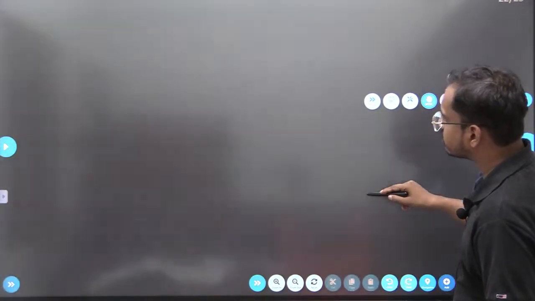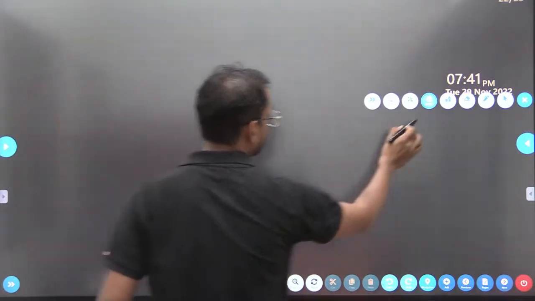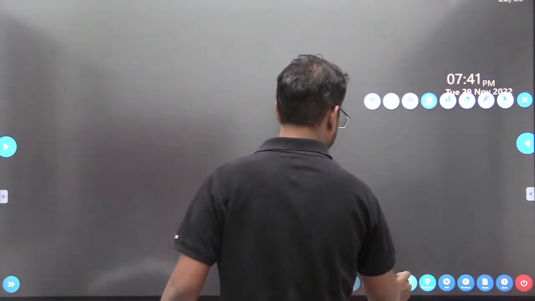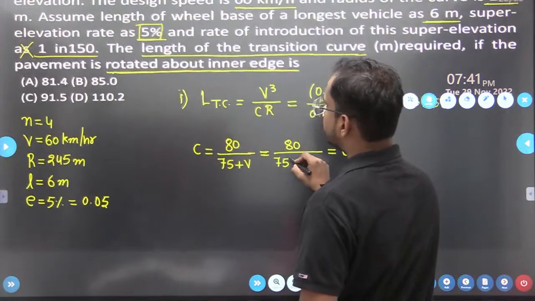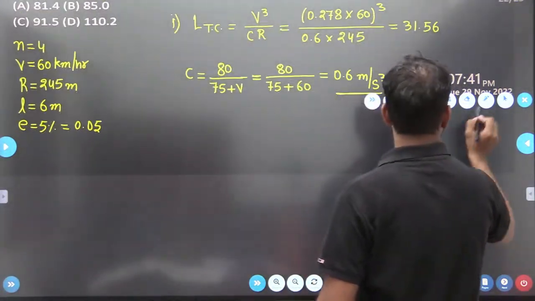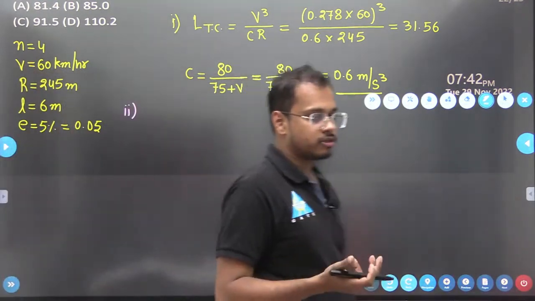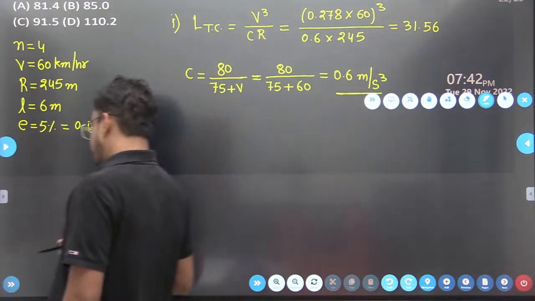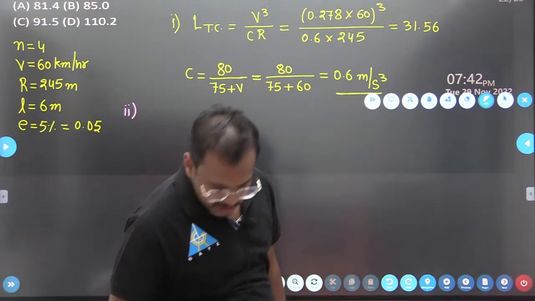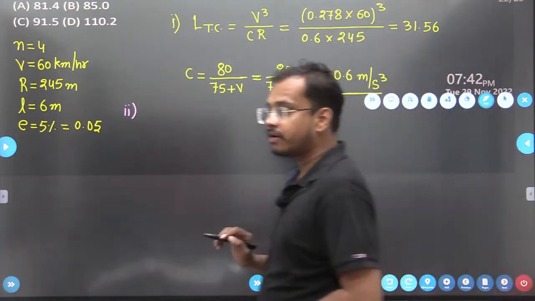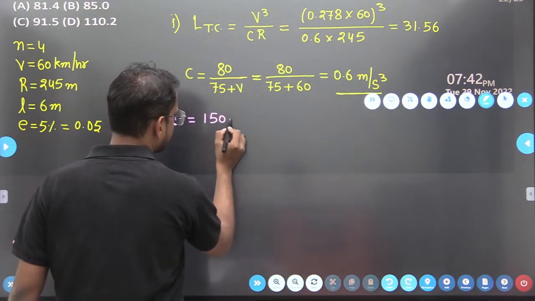If I talk about the second criteria, what is the second criteria here, my dear friend? Criteria number two is the length of transition curve on the basis of introduced super elevation. In this particular problem, it is clearly stated that the pavement rotates with respect to the inner edge. If the pavement rotates with respect to the inner edge and plane terrain is given, then the length of transition curve is 150 into x. We already know that.